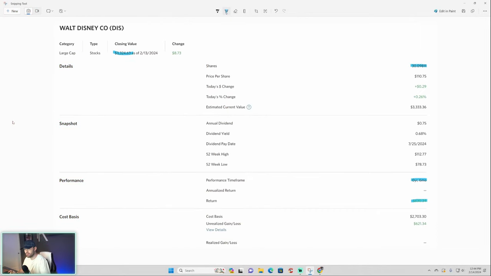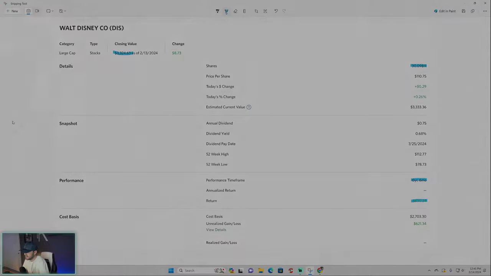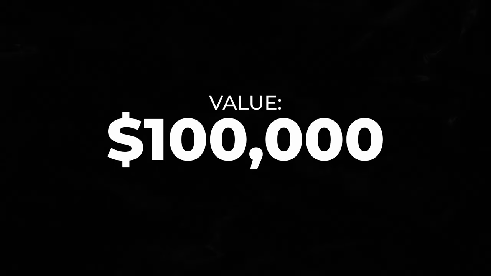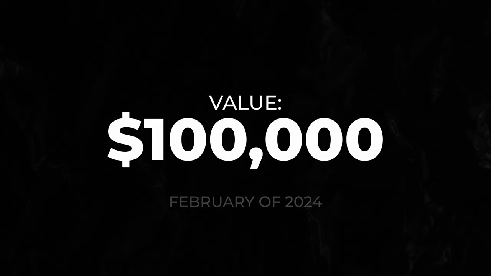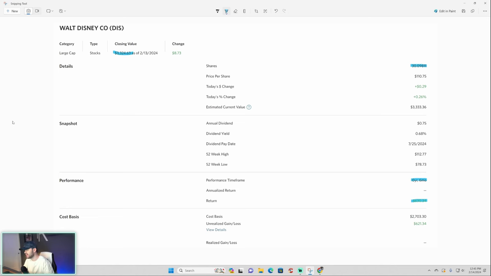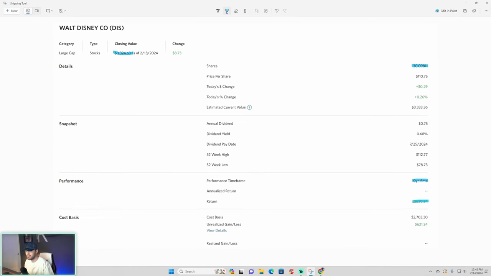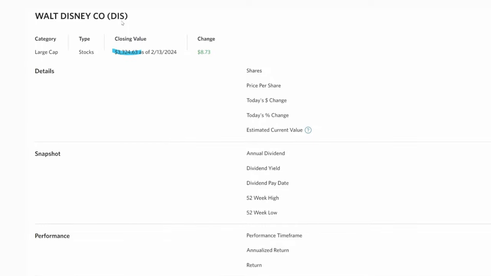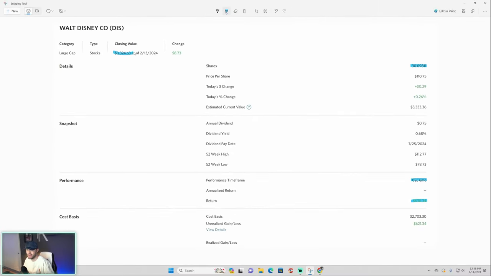This is an example of one of my midterm to long-term portfolios that is approximately $100,000 in value right now, as it stands in about February of 2024, maybe up and down within $5,000 by March of 2024. I've highlighted on the top the total value of Disney, which is a stock that I've hand selected based off of the rules that I'm going to teach you today.